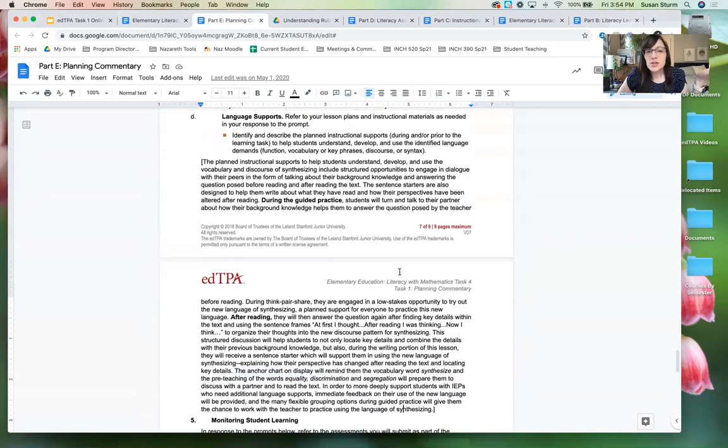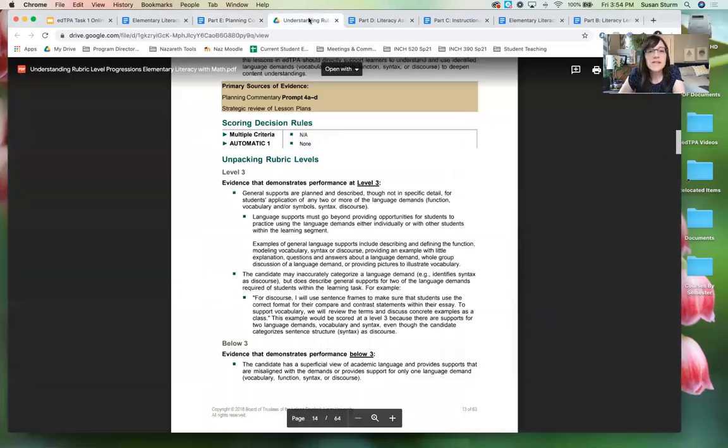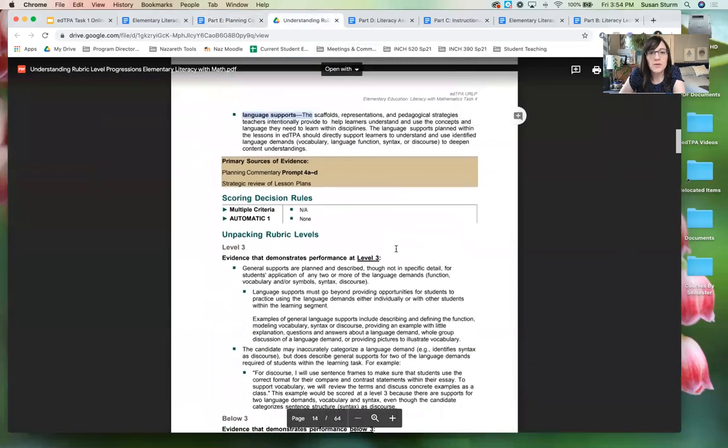So it's a good response. It could certainly be better. There could be more moments where the students get to really engage with each other around the language demands. Let's see how it would score on the rubric.